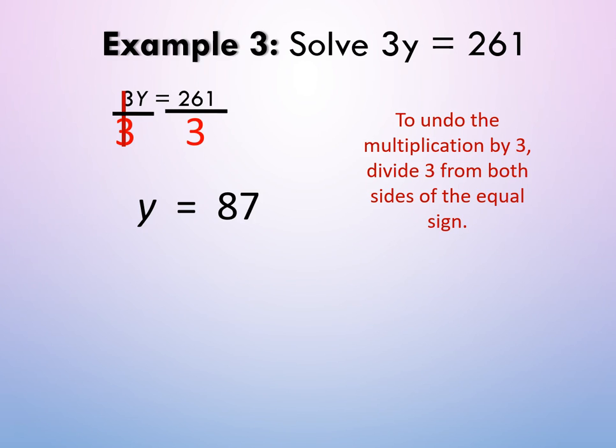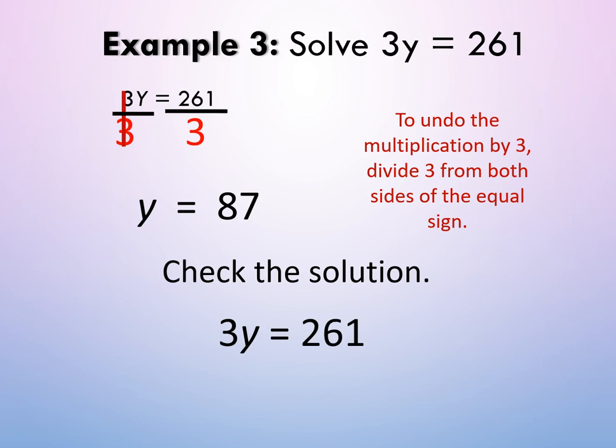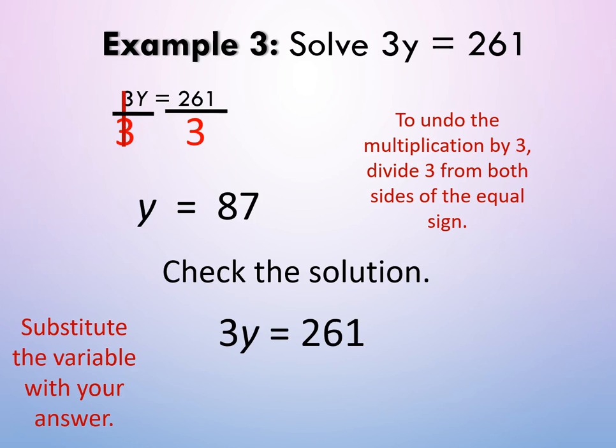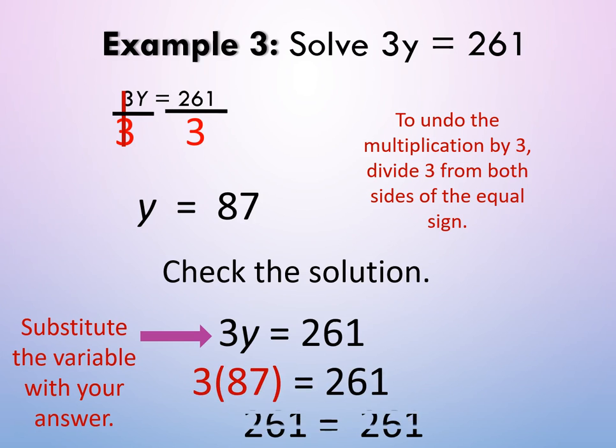So y equals 87. And of course, we have to do the check. And how do we check? We substitute the variable for our solution, our answer. My answer was 87. 3 times 87 is, well, what is it? 261. Is 261 equal to 261? Yes, it is. So good job.